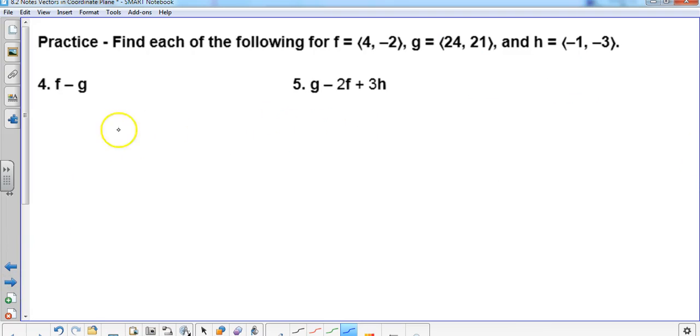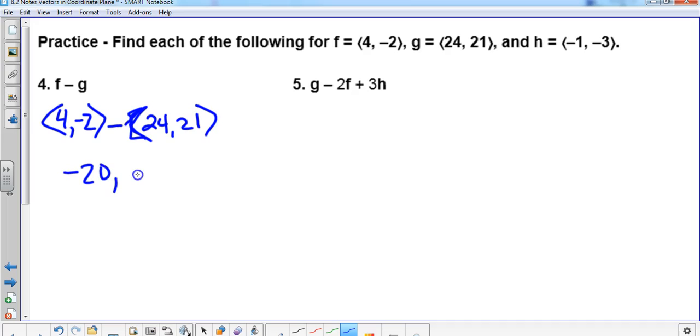Again, they got a little crazy. The first one here is not bad. It's just f minus g. So 4, negative 2 minus, sorry, can't make the parentheses, 24, 21. Negative 20, negative 23. Anybody else getting that? Okay. Yeah. All right.